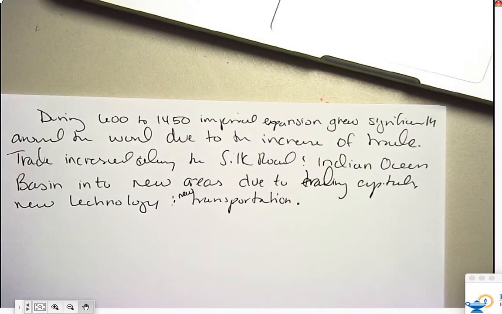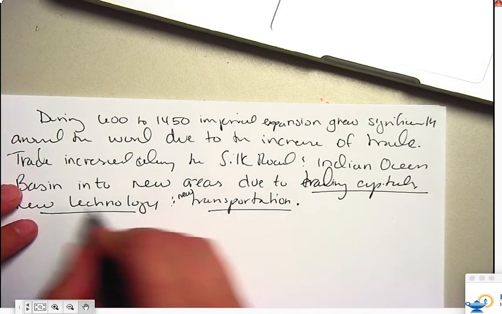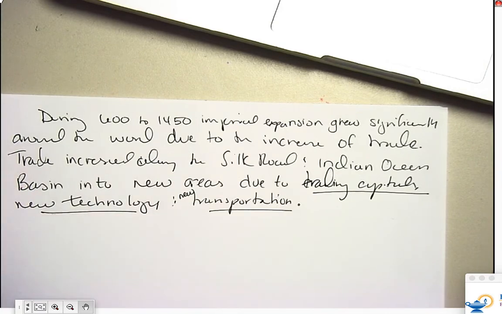Okay, so during 600 to 1450, imperial expansion grew significantly around the world due to the increase of trade. Trade increased along the Silk Road and Indian Ocean Basin into new areas due to trading capitals, new technology, and transportation. What did I just write? A thesis. I restated the prompt. I wrote out my 3 major sections, which we've talked about: trading capitals, new technology, and new transportation. Everyone understand exactly what I just did? Okay, so now I write it out.